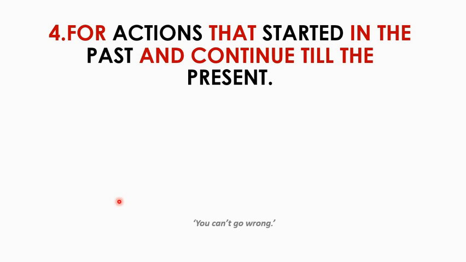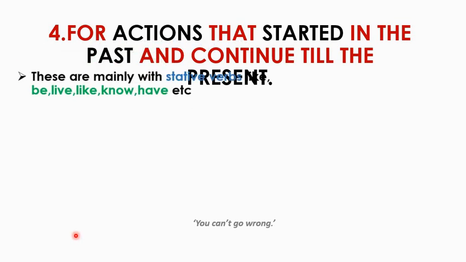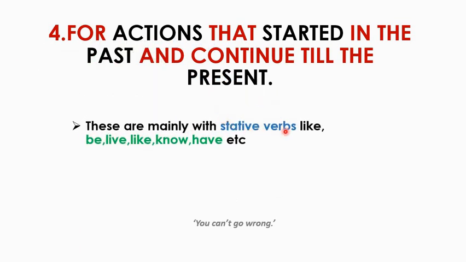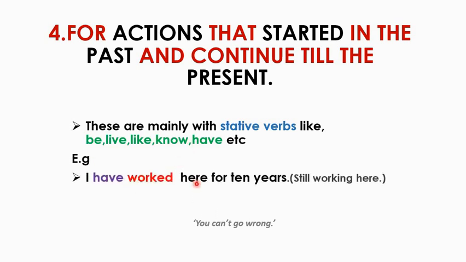Number 4: for actions that started in the past and continue till the present. These are mainly with stative verbs like be, live, like, know, have, etc. There are many stative verbs, but we shall just pick one here today. For example, I have worked here for 10 years.